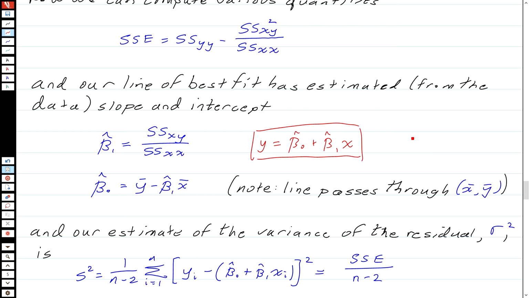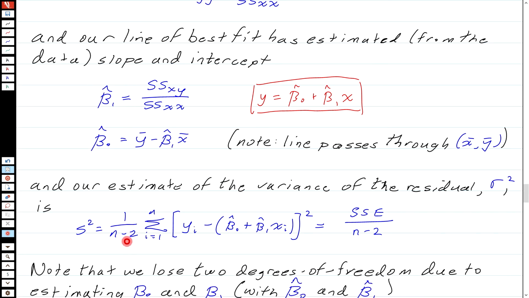Now that prediction line that we've just written up there has errors between it and the true values of y, and the estimate of the variance of those error residuals we're calling sigma squared over here. And the estimate of that variance is s squared, and it's basically 1 over n minus 2 times the sum of the square deviations between our y's and their prediction. Now this prediction involves two parameters that we've estimated, beta naught hat and beta 1 hat, and that's why we lose 2 degrees of freedom here. So it's 1 over n minus 2.